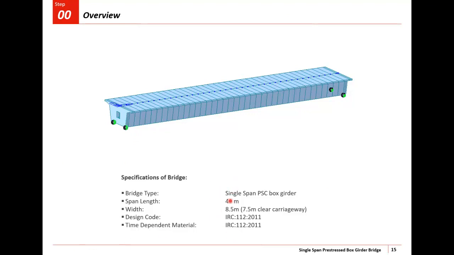Pre-stressing is done by the post-tension method. Tendons are provided over here. Span length is 40 meter, width is 8.5 meter. The bridge was designed in MIDAS Civil using the IRC 112-2011 code, and here the time-dependent material property for the concrete is also defined as per IRC 112-2000.